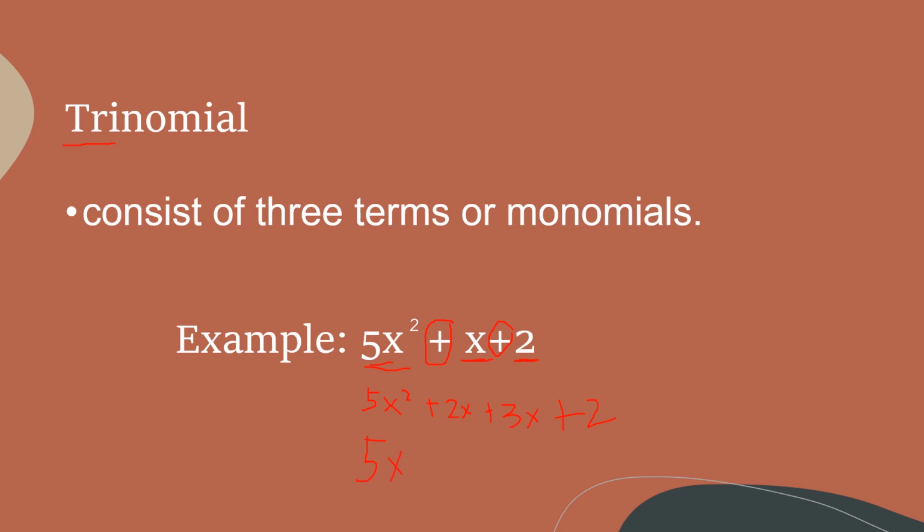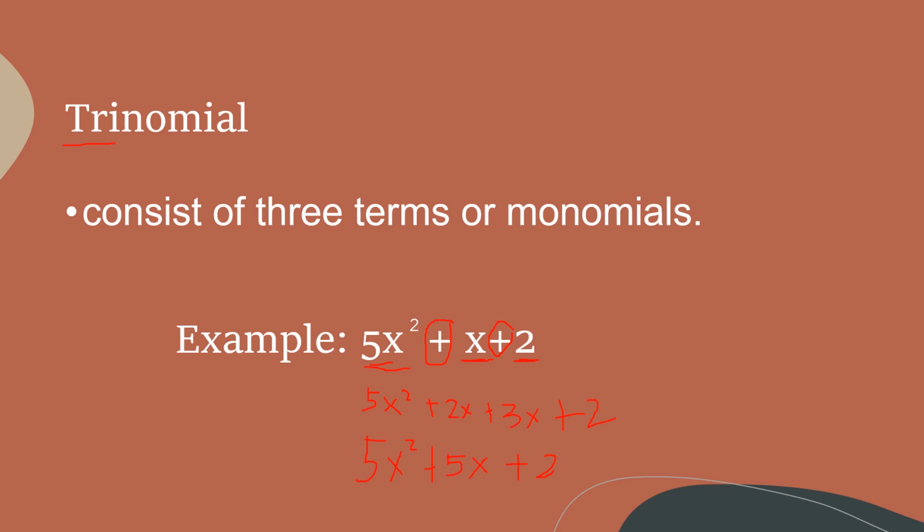And 2x and 3x are like terms. Pwede natin silang pag-addin. So 5x squared, dahil wala naman siya katulad, so i-remain lang natin siya. So 2x plus 3x is 5x plus 2. Once again, if they are like terms, you can add or subtract them.